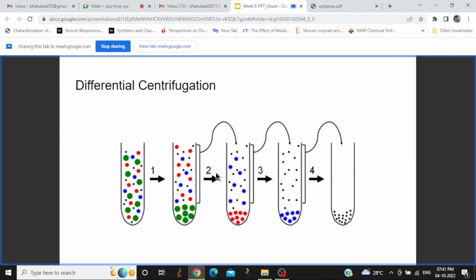For example, in the second step, we centrifuge it at 2000 g. Here some other types of particles can be separated, which have more density and more mass. In the third step we do the same thing, and in the fourth step we do the same. So in differential centrifugation, a series of increasing centrifugation forces is applied, and because of this we are able to separate samples of different sizes or different densities.